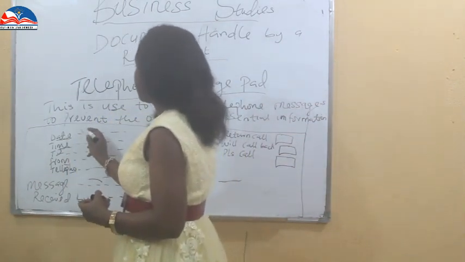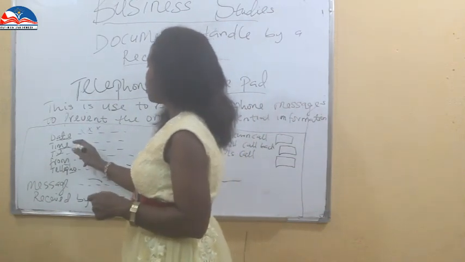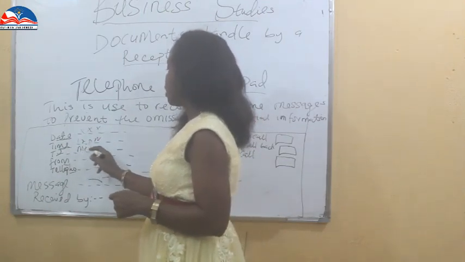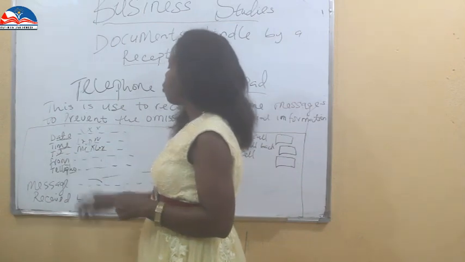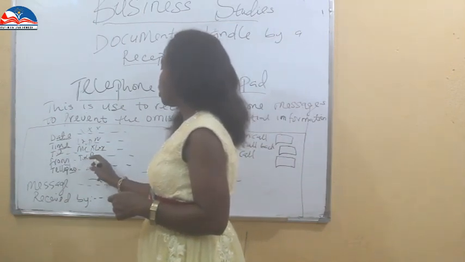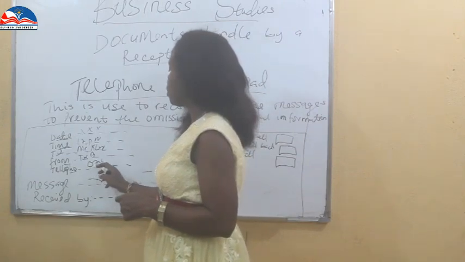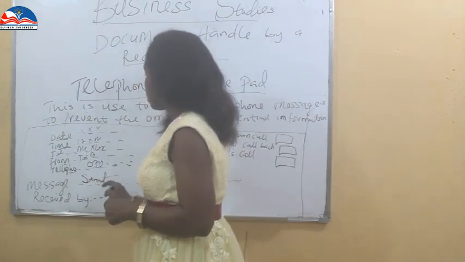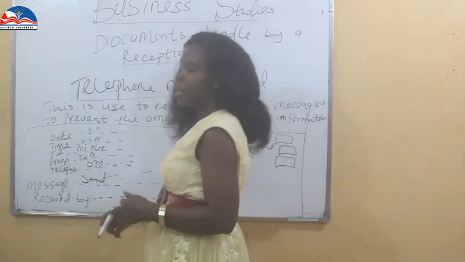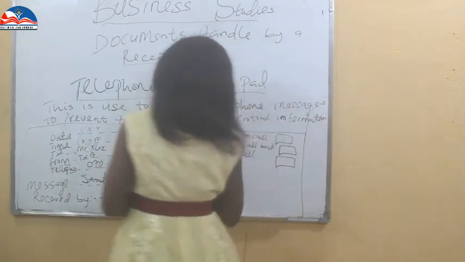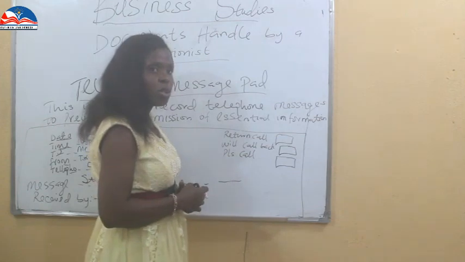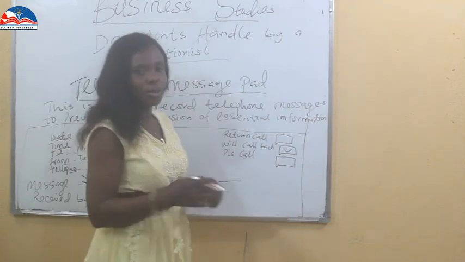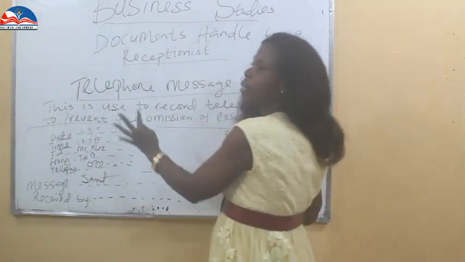This is XX date, whichever date that is required. Time, 12 p.m. To whom? Mr. Alex. From whom? T and B company. Telephone 070 dash. Message: send us a quotation of a particular thing. Received by the receptionist. And he went further and said, after receiving this information, mail it to me and call me back. You take a call back to give me detailed information. This is how a telephone pad looks like.